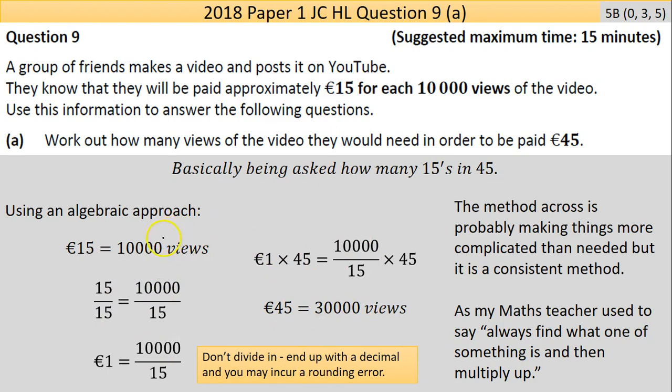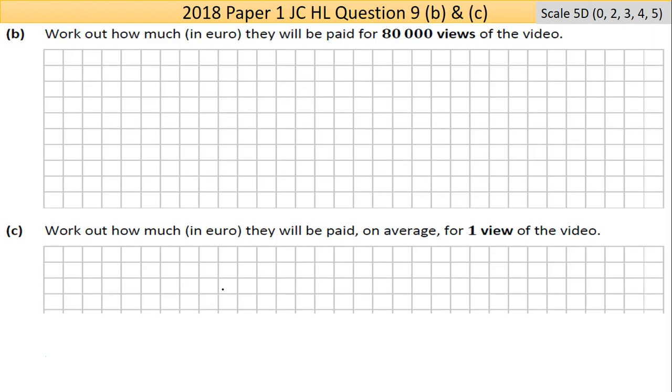Didn't need to do it this algebraic way, okay? But if you have a statement, you can always manipulate it using algebra for what one of something is. So later on, it'll probably be important. If I said to you, what's one view worth? Divide both sides by 10,000, okay? And you get the number of cents, whatever, for one view. Obviously, it'll be small. So that's part A.